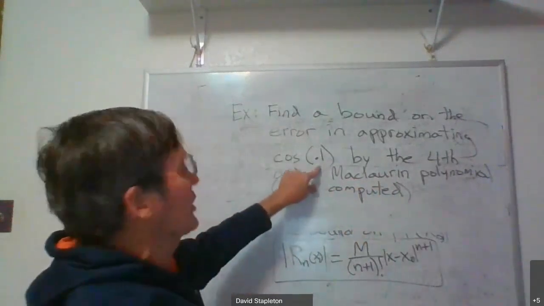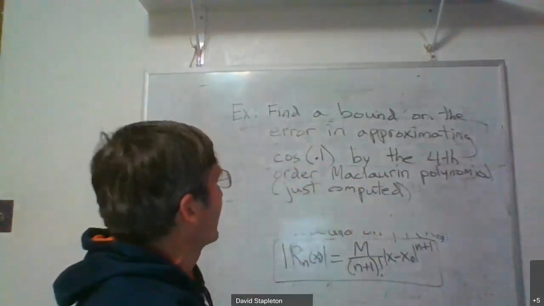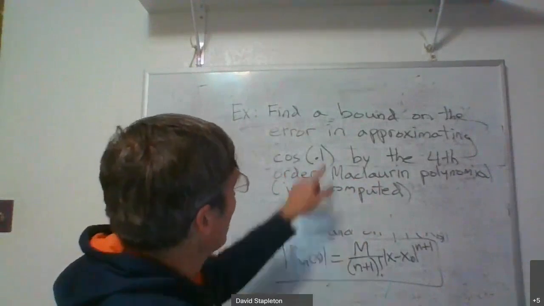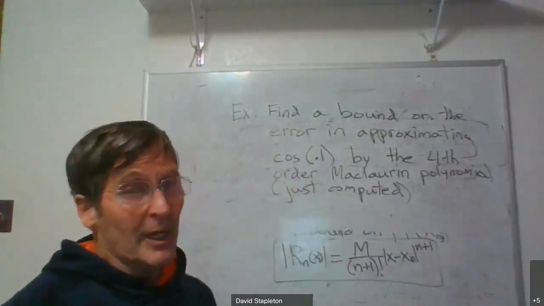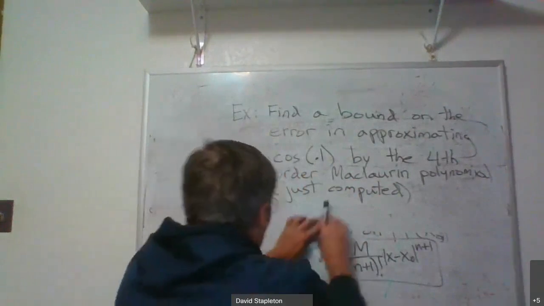Yes, we're real close to the expansion point, right? The Maclaurin series is expanding at x equals 0. So this is really close, only 0.1 units away. Maybe it'll be a pretty good approximation. That's what we hope, right?